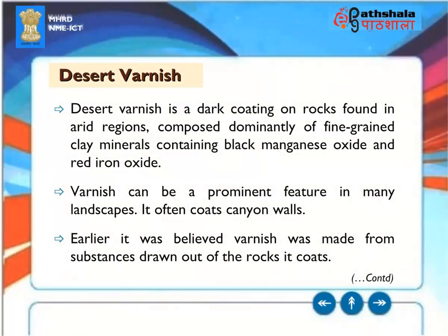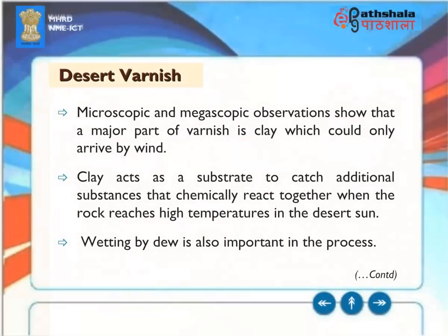Desert varnish. Desert varnish is a dark coating on rocks found in arid regions, composed dominantly of fine grained clay minerals containing black manganese oxide and red iron oxide. Varnish can be a prominent feature in many landscapes. It often coats canyon walls. Earlier, it was believed varnish was made from substances drawn out of the rocks it coats. Microscopic and megascopic observations show that a major part of varnish is a clay, which could only arrive by wind.